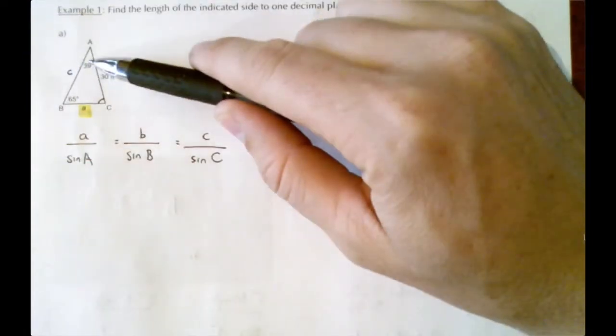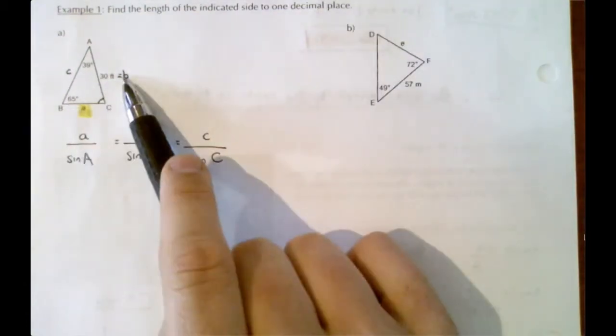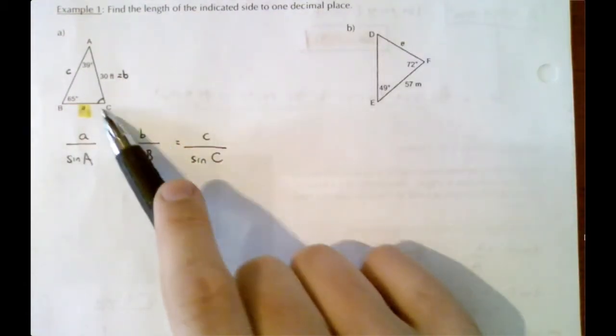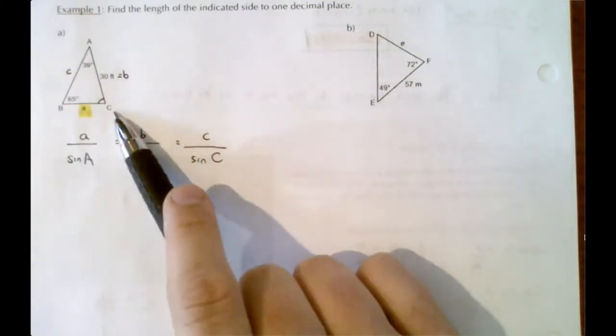Let's look at our triangle. What are we given? Well, we're given angle A, and we want to find side A. We're given angle B, and we're given side B. We're not given any information about C. So we're not going to use the C part. We're just going to use the A and the B part.